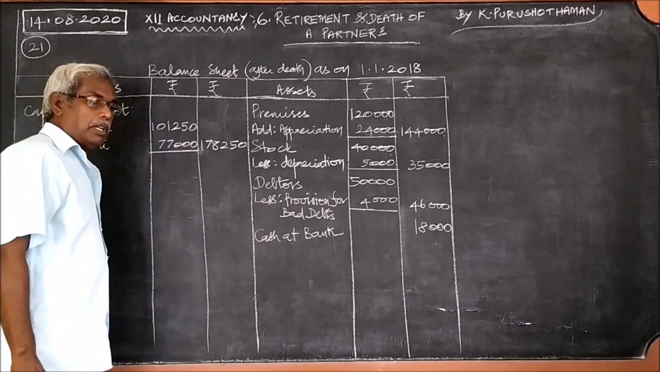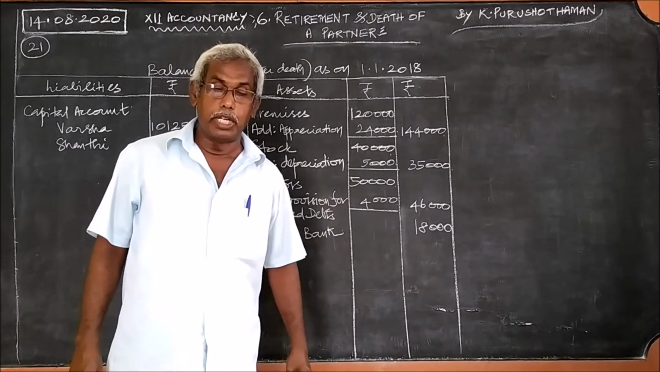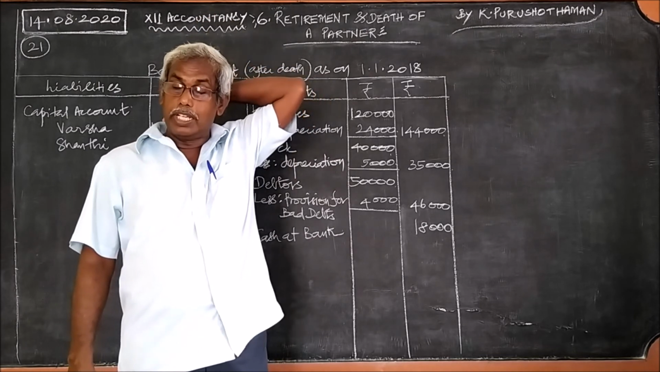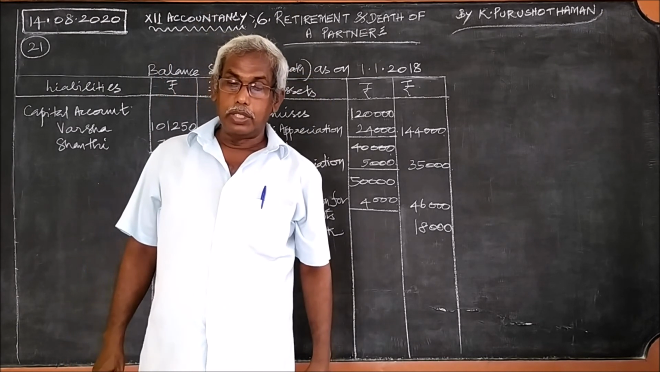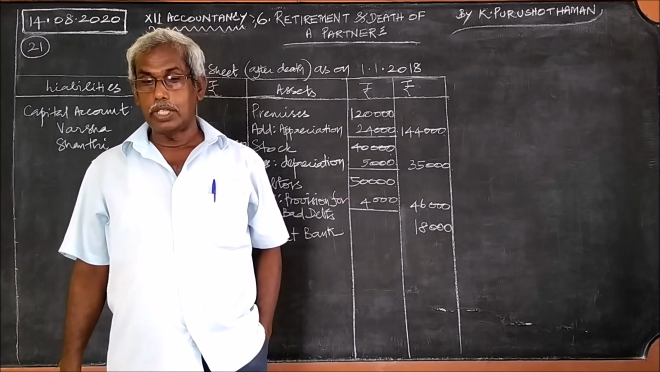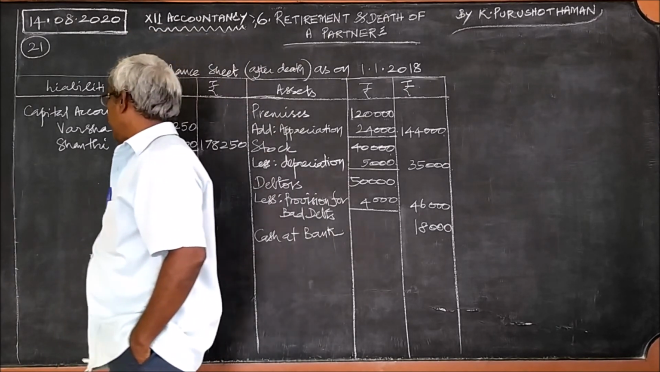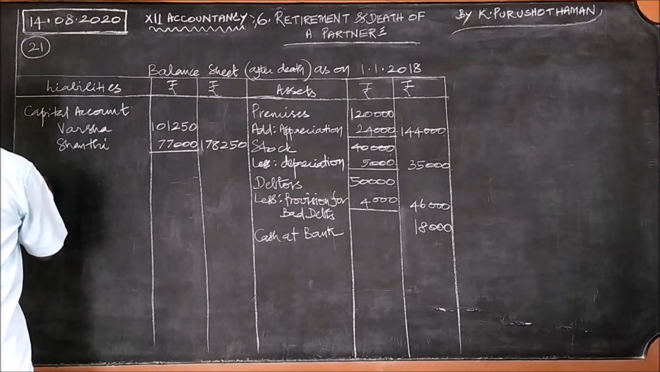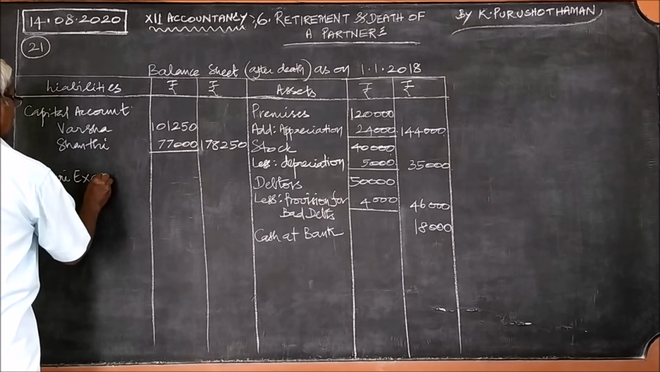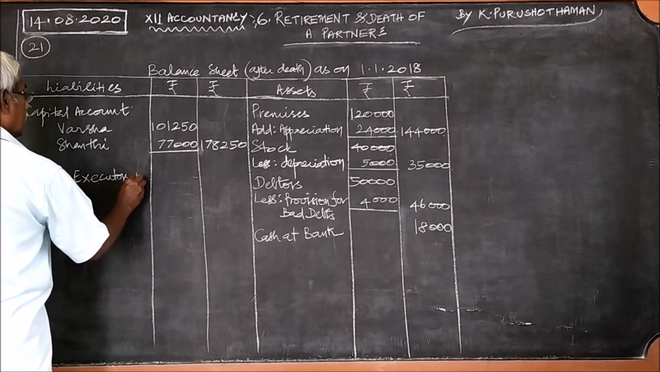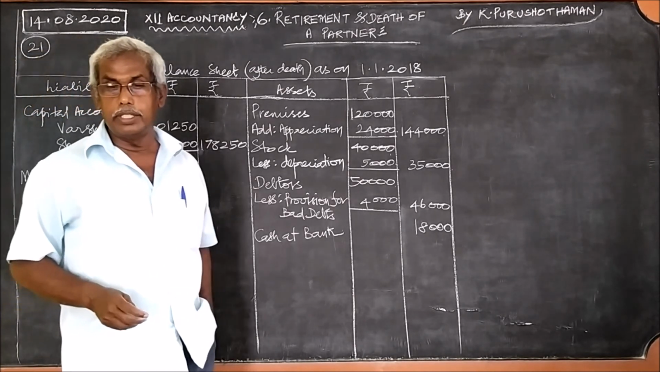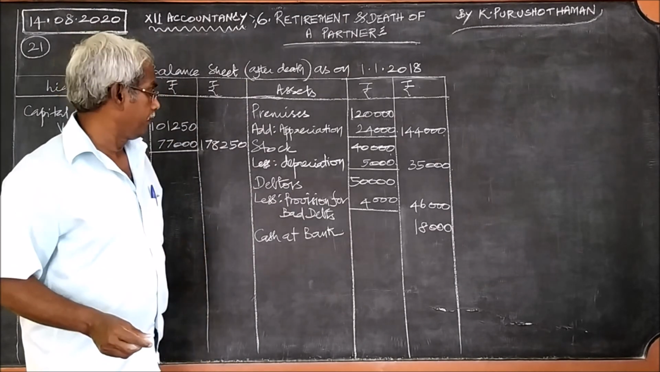1,78,250. Then Madhuri is retiring, Madhuri died, therefore this is the died partner's executor's loan account. See, how much is Madhuri's executor's account? Madhuri's executor's account is 32,750. That is Madhuri's executor's loan account. The amount is 32,750.